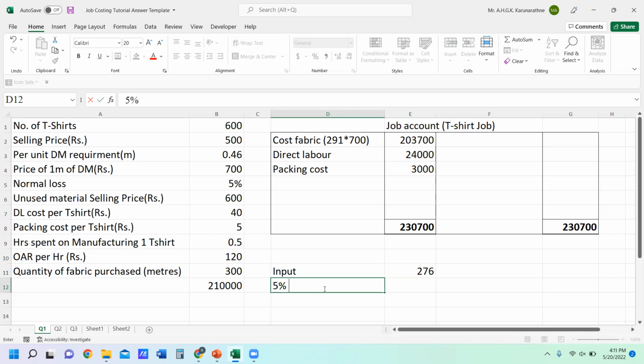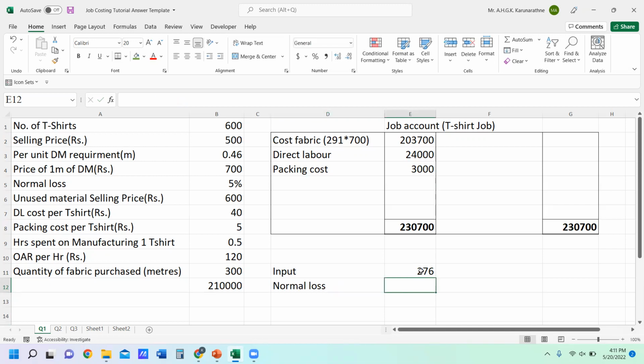Normal loss of 5% is applicable. That is common to all the industry, all the manufacturers. So it is subject to 5%.